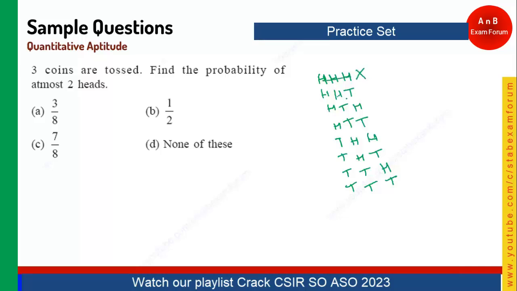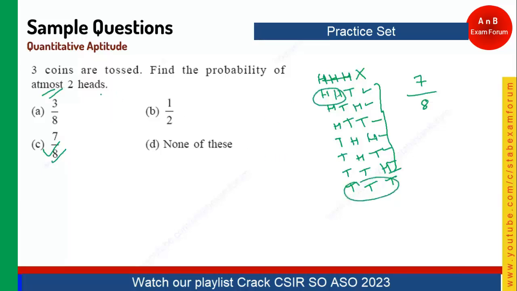At most means minimum it can be 0 or maximum 2. So this one, this one, this one, this one, this one, this one, this one. If you count it, these are 7, and the total number of samples are how many? 8. So option number C is the correct answer. Okay, so this at most key is very important. At most means maximum 2 can be there and minimum 0 can be there, like in this case.